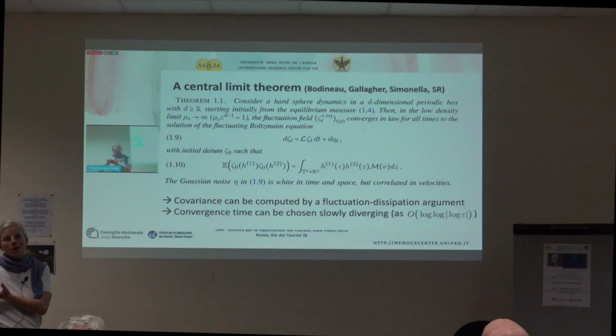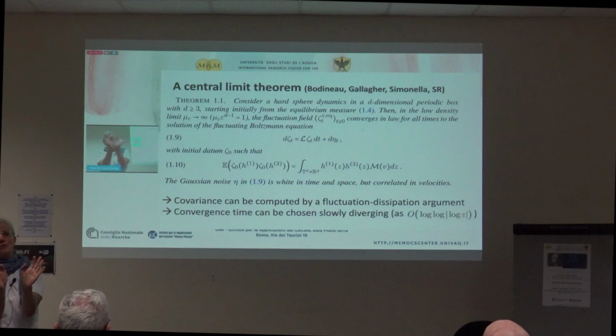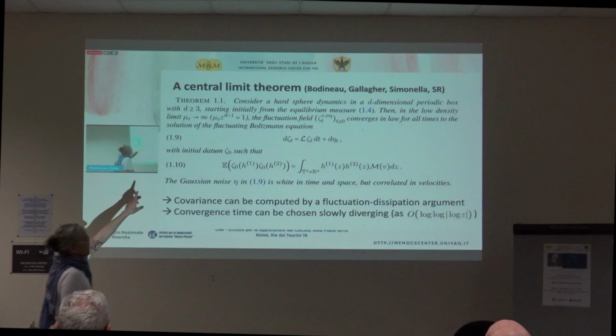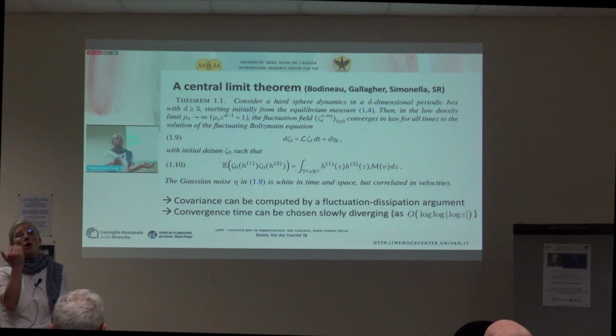Okay, so here, you see that the dynamics is always the same. So it's always the billiard. Okay, so I don't change anything at the microscopic level. The only thing that I do is that I look at a particular initial distribution. Okay, so my distribution at the very beginning is this Gibbs measure. Okay, and now I look at what happens under this Gibbs measure.